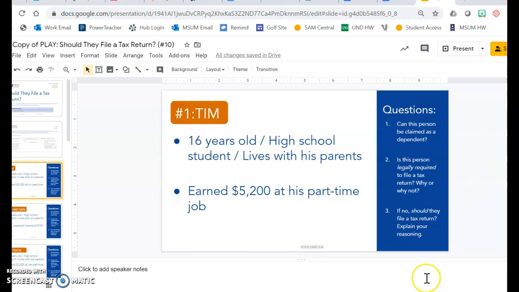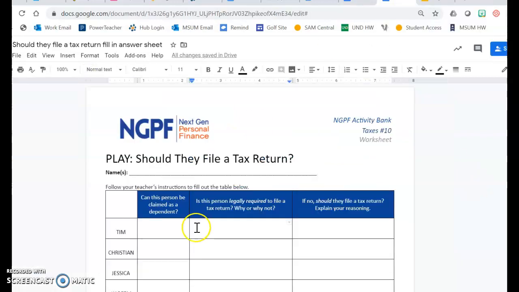So we have to answer these questions, and this would go back on our answer sheet. First off, can this person be claimed as a dependent? Hopefully you would say absolutely yes, right? He's a high school student, he lives at home under his parents. So he's a dependent of his parents.